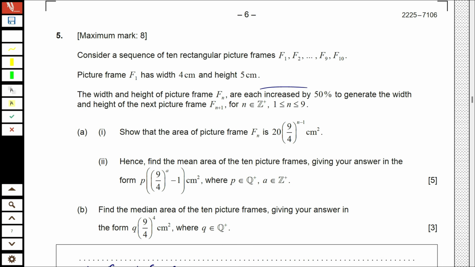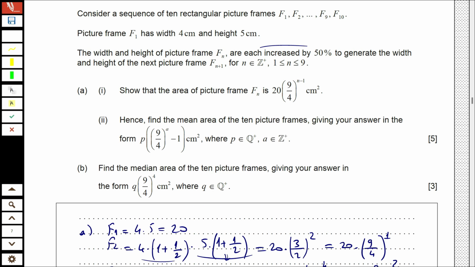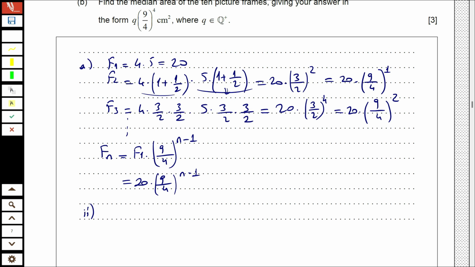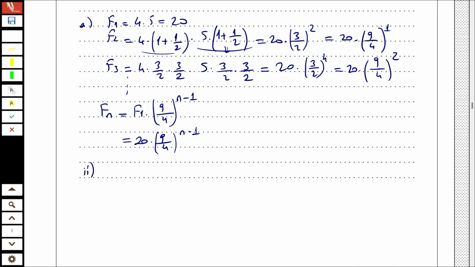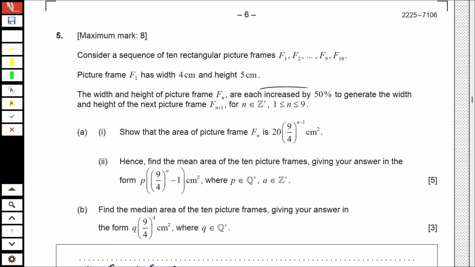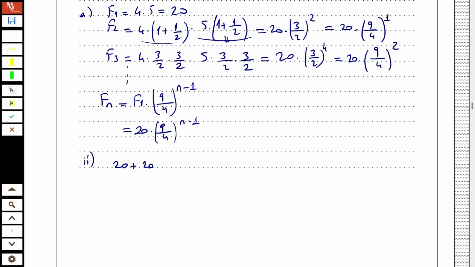Yeah. Hence, find the mean area of the 10 picture frames, giving your answer in the form like this. So, the mean area, right? I need to add all of this area from F1 to Fn. We have 10 frames, so you can write 20 plus 20 times 9 over 4 plus, going until 20 times 9 over 4 to the power of 9, right?